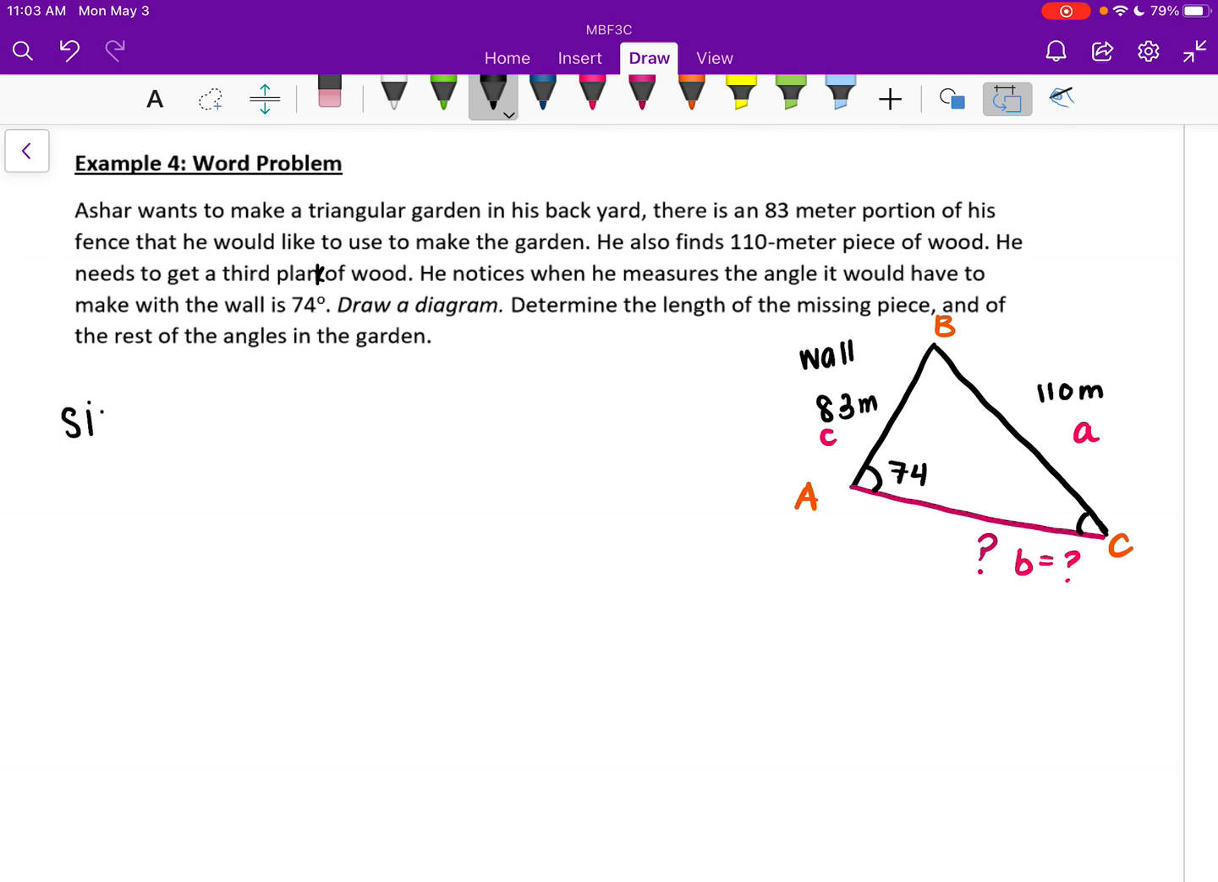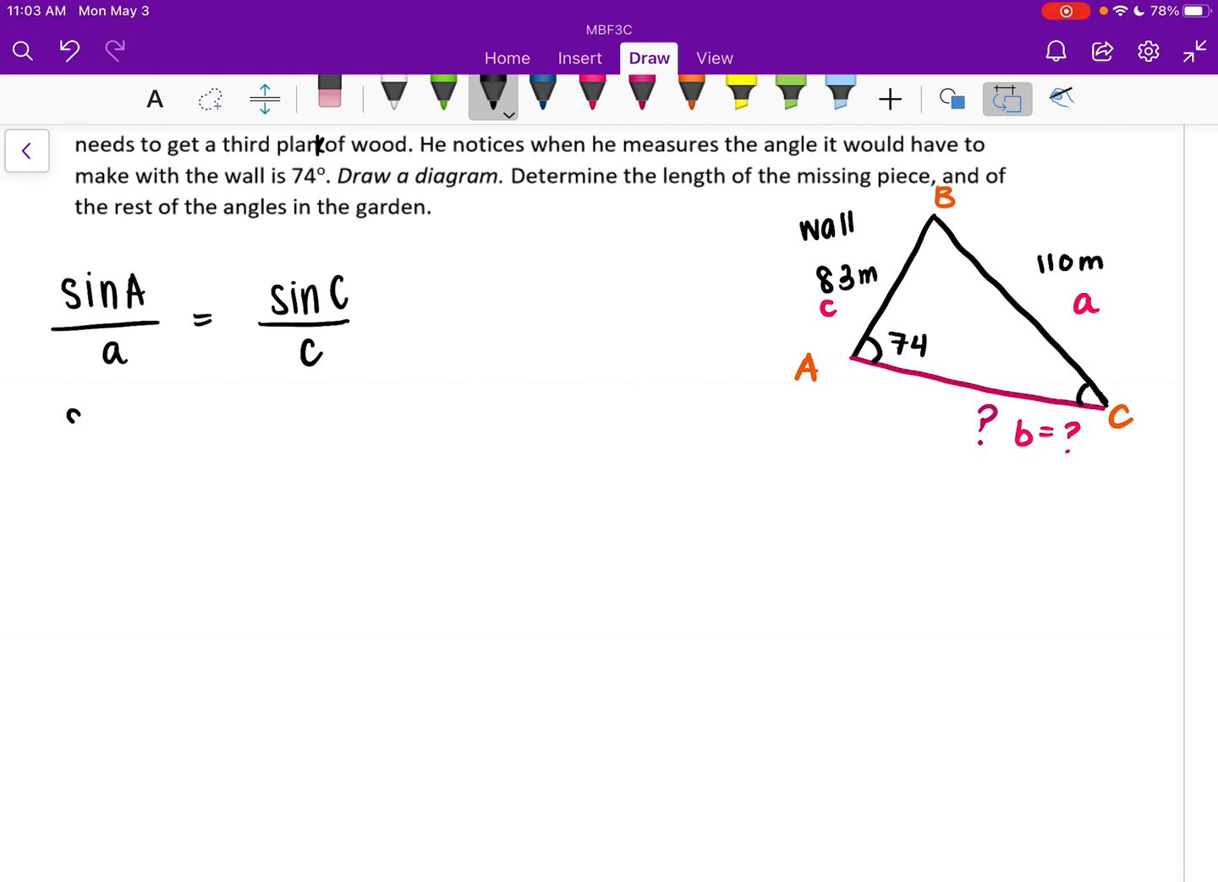So I'm going to use sine A over A is equal to sine C, which I don't know, over side C, which I do know. So sine A is 74 divided by 110, which is what side A is, right? And so sine C, I don't know what that is. And the length of C is going to be 83, right? So I'm just going to multiply both sides by 83 just to get rid of that 83 at the bottom there.